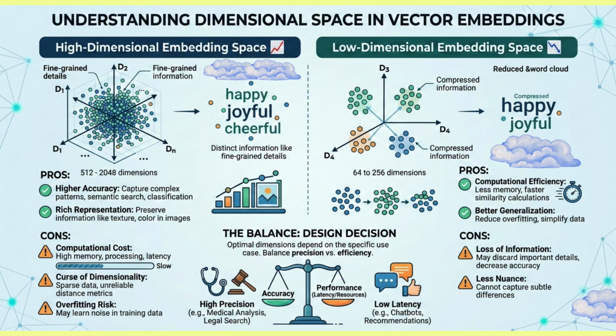So moving on, the optimal number of dimensions for a vector embedding depends on the specific use case. For applications where precision is paramount, such as medical image analysis or legal document search, a high-dimensional space is often preferred. Conversely, for latency-sensitive applications or systems with limited computational resources, a low-dimensional space is a better choice. The goal is to find a balance where the dimensionality is high enough to capture the necessary information, but low enough to be efficient.